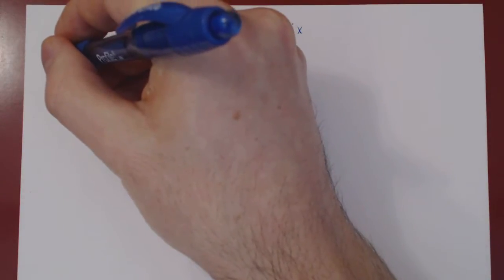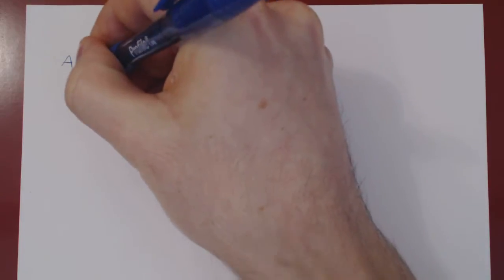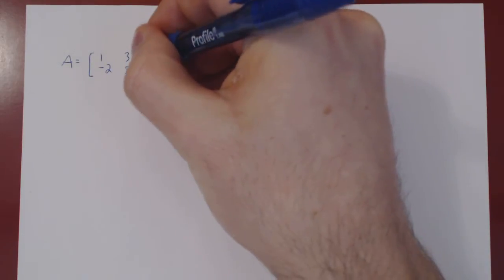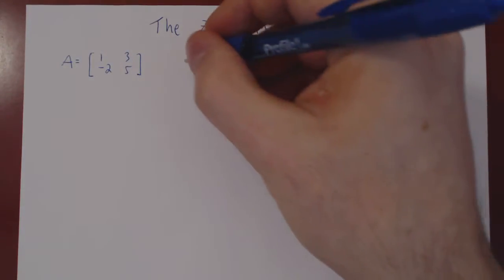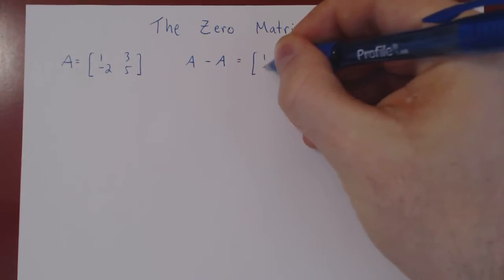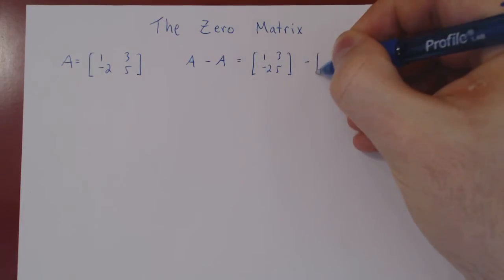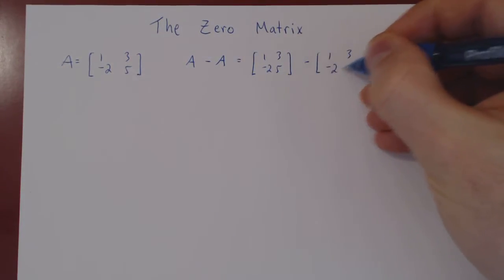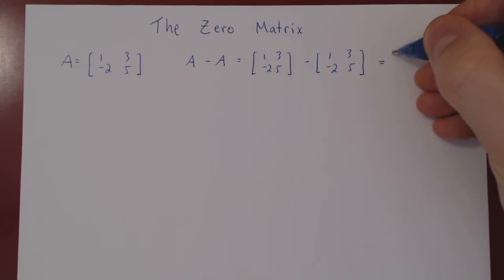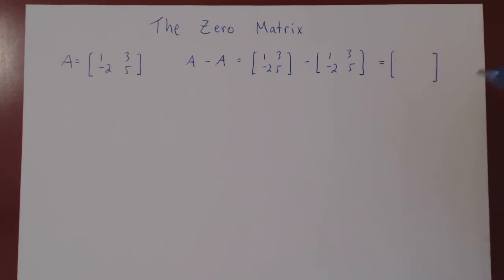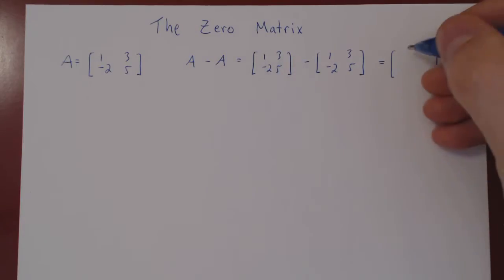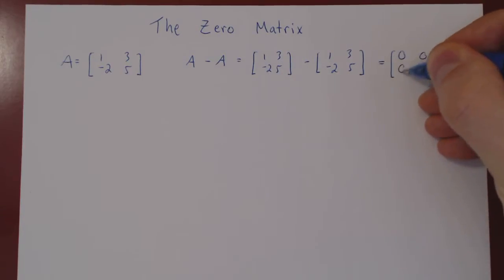Suppose I let matrix A be a 2 by 2 matrix. Let's go with 1, 3, negative 2, 5. And what if I compute A minus A? So I do A minus A. Well, 1, 3, negative 2, 5 minus itself, 1, 3, negative 2, 5. When we subtract matrices, we subtract corresponding entries. So this will still be a 2 by 2 matrix. But since all corresponding entries are the same, every entry of the subtraction will be equal to 0.